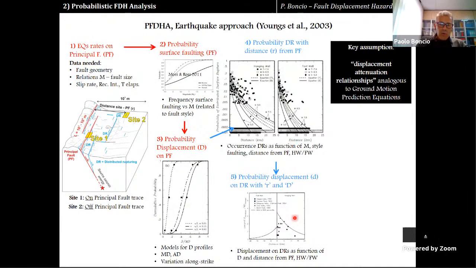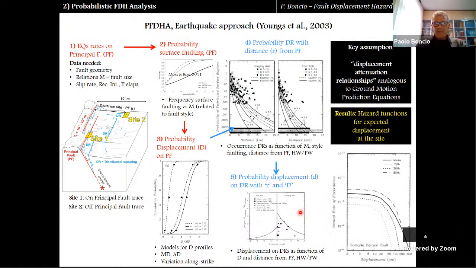Then you define the probability of having a displacement on distributed faulting with distance from the principal fault R, and depending also on the displacement D on the principal fault. And at the end, the final results in general are hazard curves of, for example, the annual rate of exceedance of a certain value of displacement at the site.